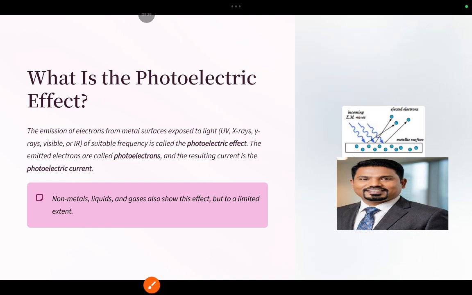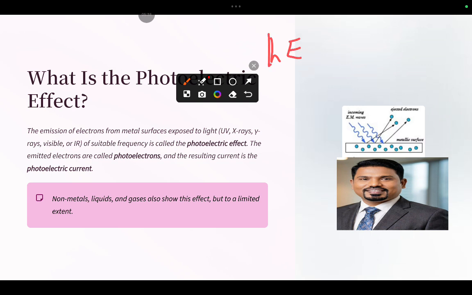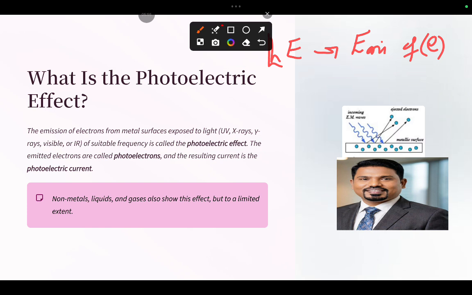Clear? What is the basic idea related to the photoelectric effect? Simple thing: light energy is changed to emission of electrons. Light energy changed to emission of electrons. This is the basic idea related to the photoelectric effect.